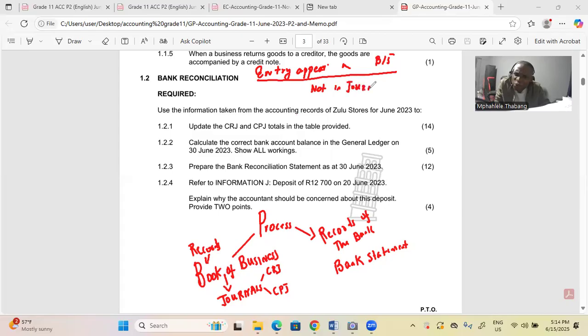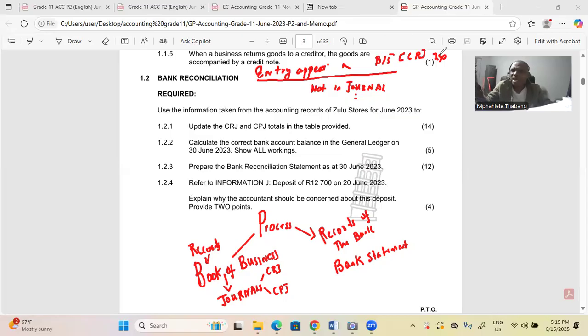What are we going to do here? Let's say this entry appears on the credit side of the bank statement and not in the journals. Let's say it is actually 250 on the credit side of the bank statement, but this 250 is not recorded in our journals. What's happening?